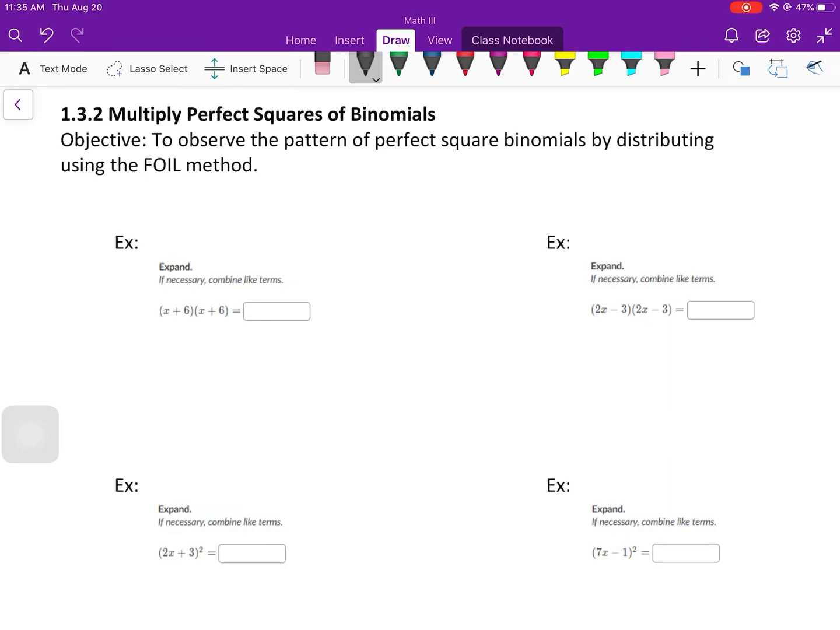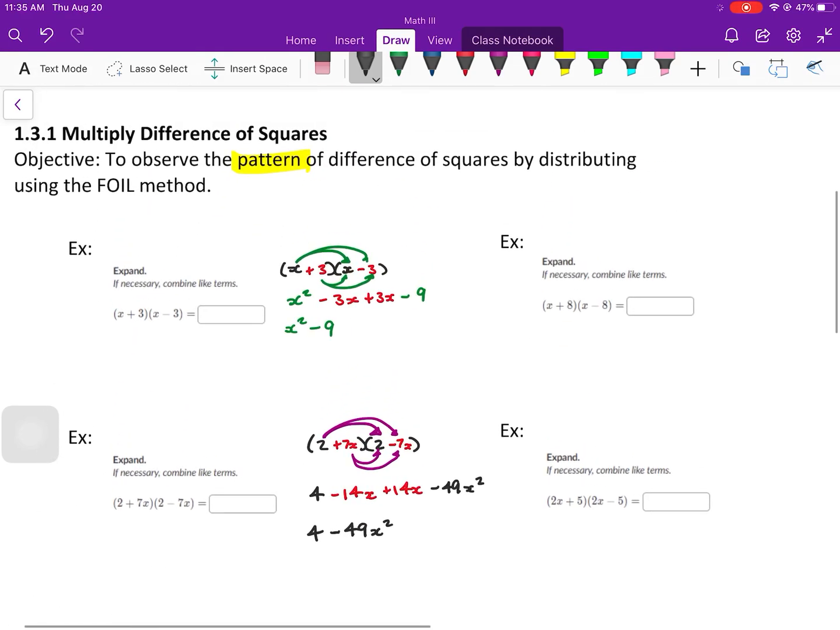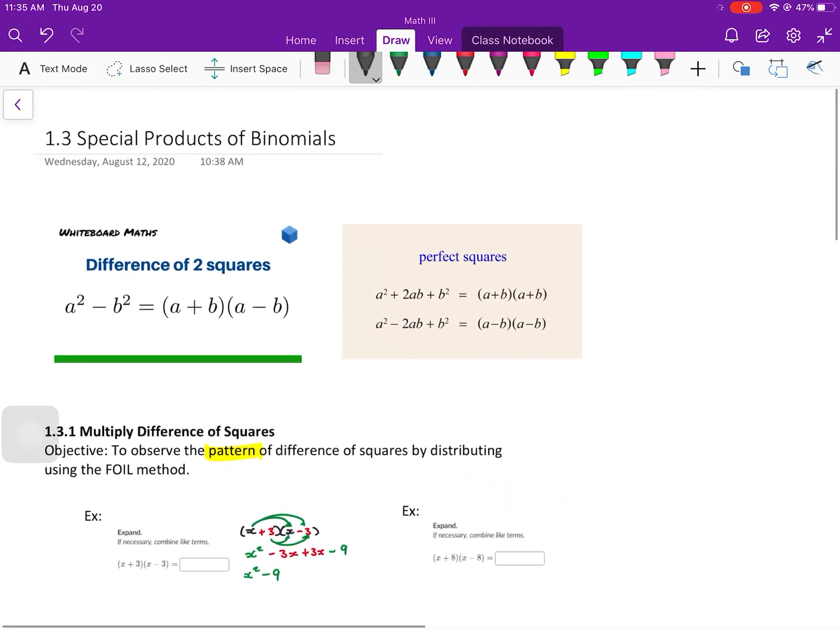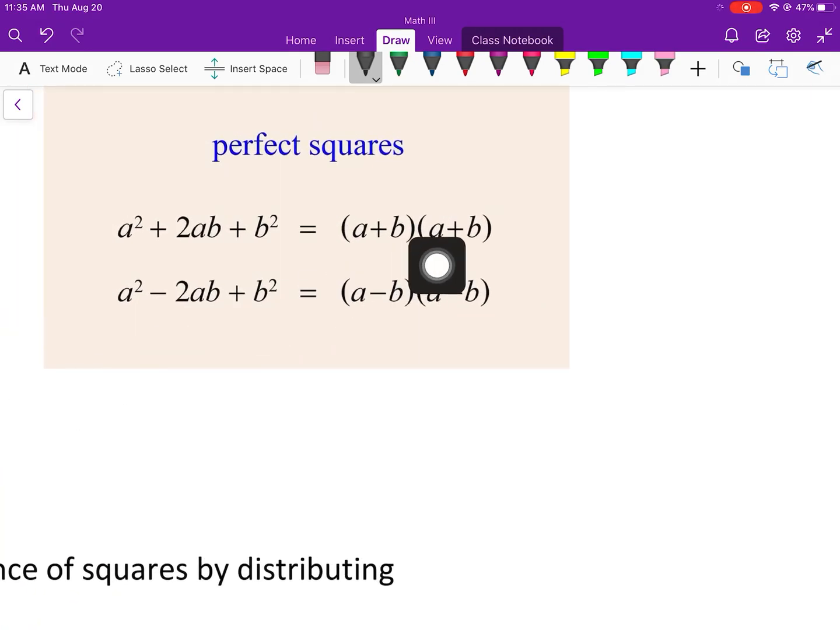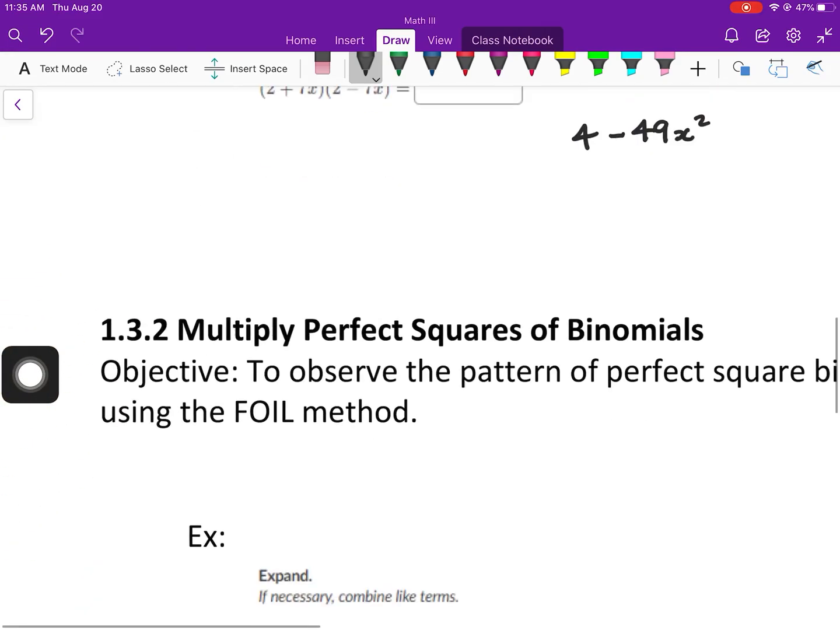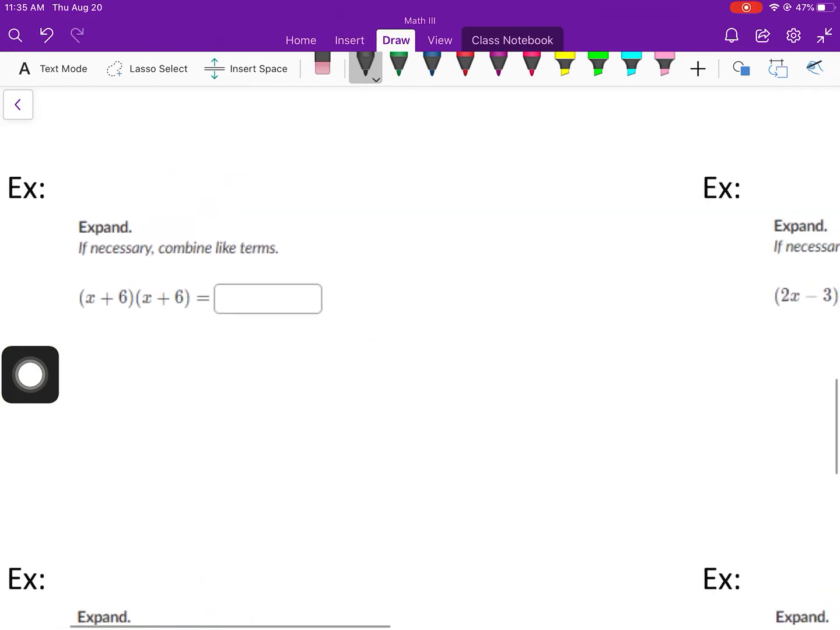Once again, we're going to be looking at a pattern in the binomials that we're multiplying here, and this time it's called perfect squares. The last one was difference of two squares. We kind of saw how that ended up with a nice simple answer. This time it's perfect squares, and there's two different types where we have a plus and a plus, minus and a minus, and realize those are exactly the same thing. So what we're going to be looking at is two binomials that are exactly the same. What happens? What is the pattern? Is there an easy way?